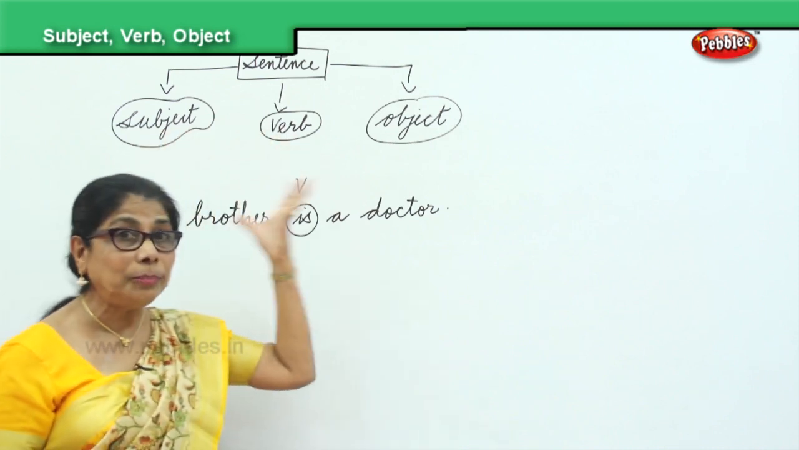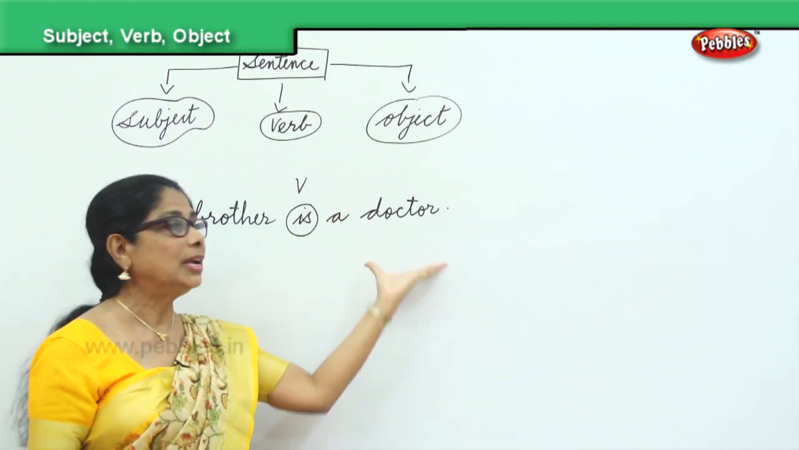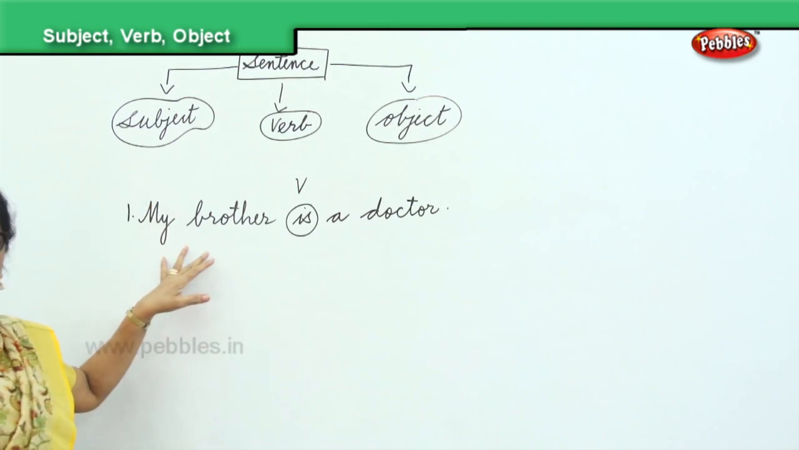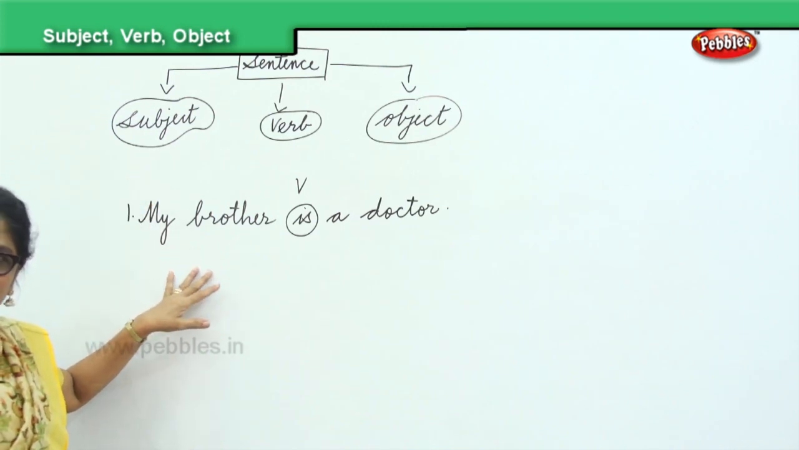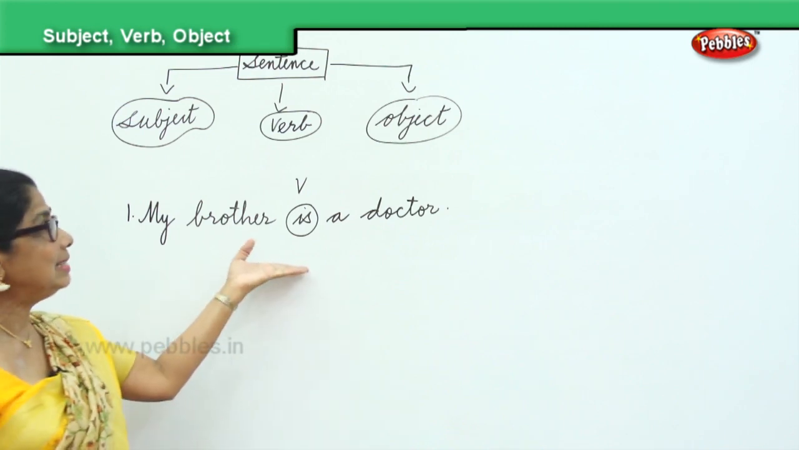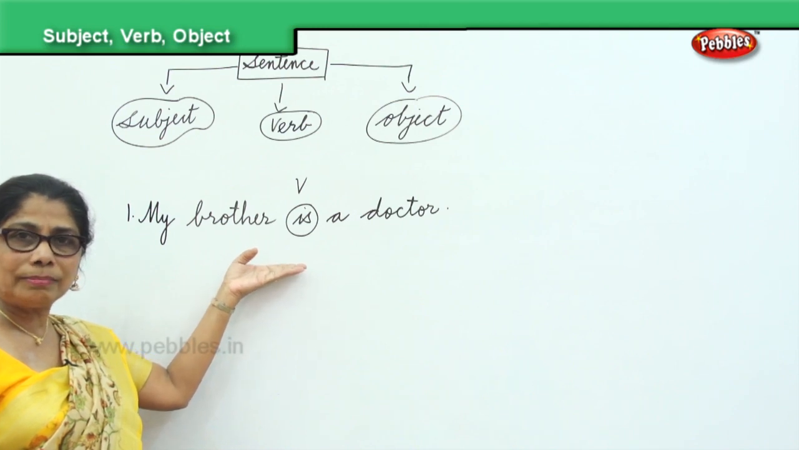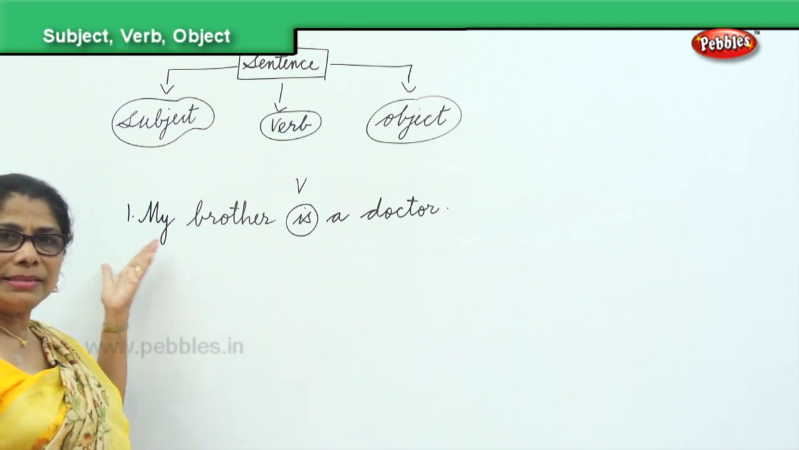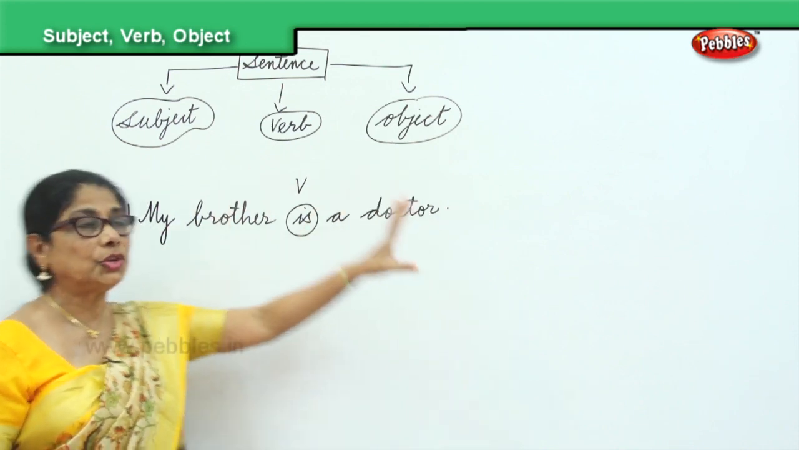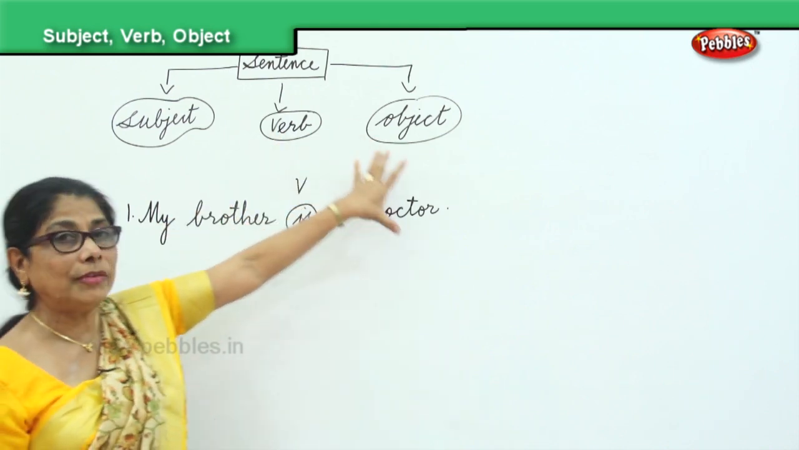And what is the object? What's he doing? He's treating patients. So every sentence will have a subject that almost always comes at the beginning of the sentence. That's my brother. What is he? He is a doctor. Is, that's the verb. Now, what is my brother? Is he a weaver or a... No, he is a doctor. That's the object. So you have a subject, a verb, and an object for the sentence.